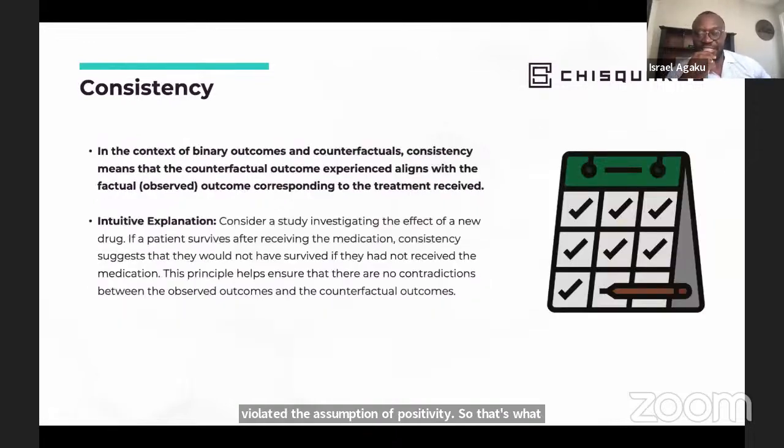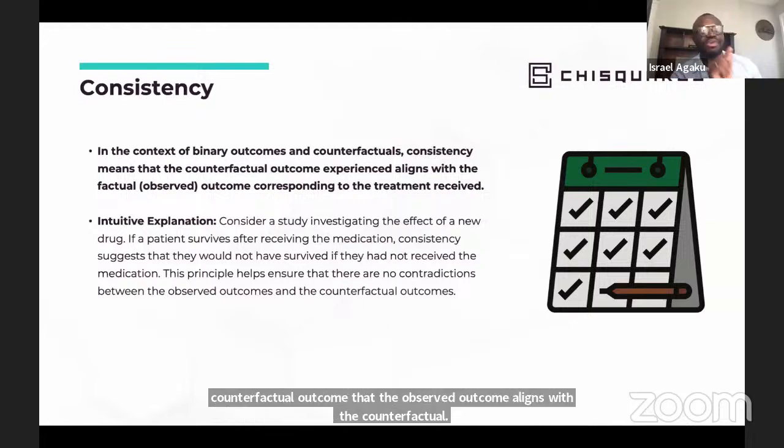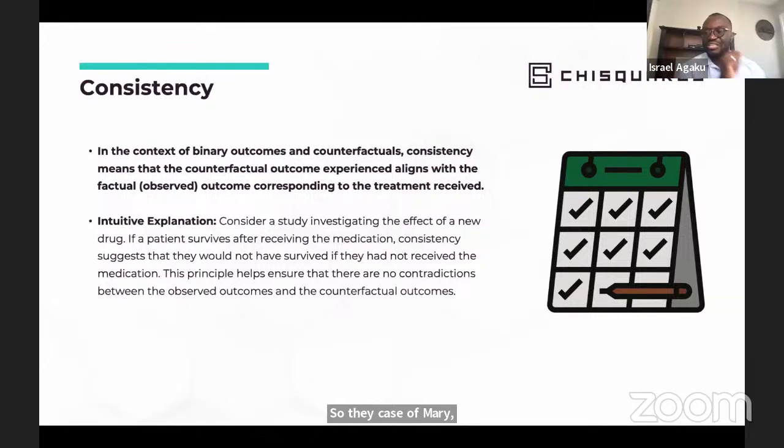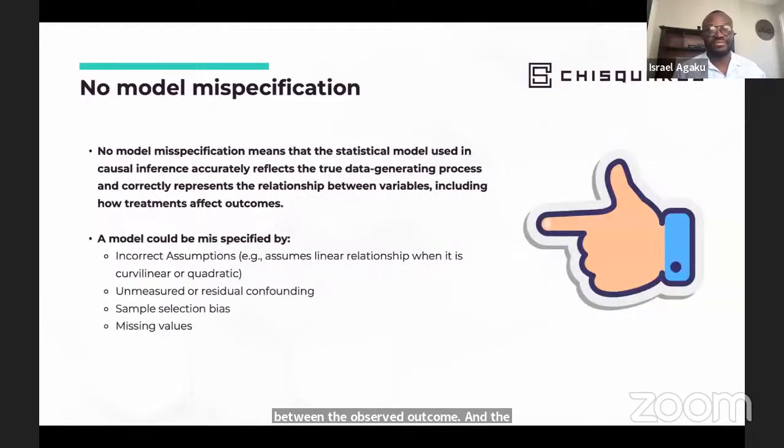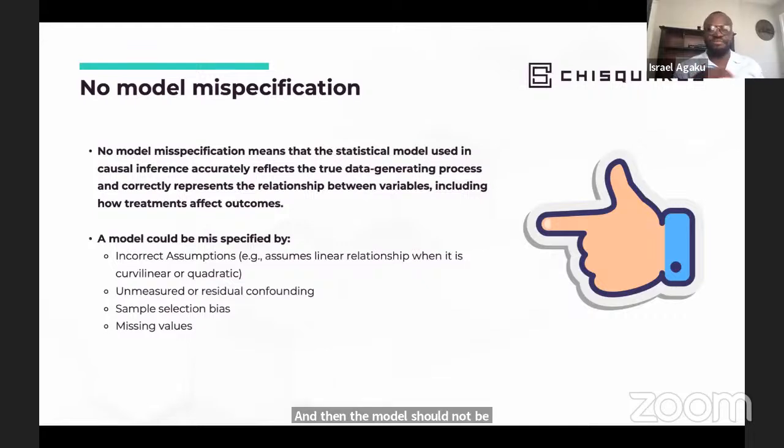Consistency is saying that we expect the observed outcome to align with the counterfactual outcome. So in the case of Mary, who took the pill and died, we expect that if Mary did not take the pill, Mary would not have died. So there's an alignment between the observed outcome and the counterfactual outcome. And then the model should not be misspecified. That means we should use the correct model.